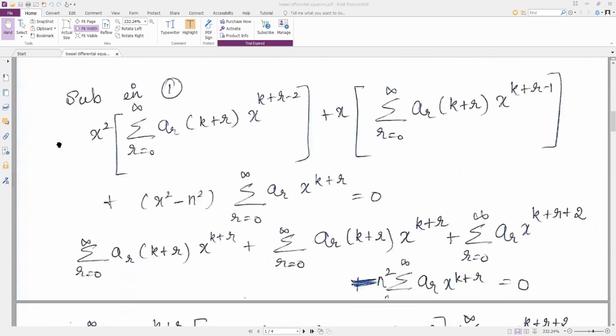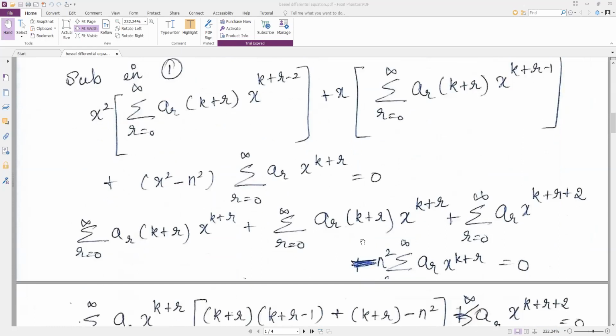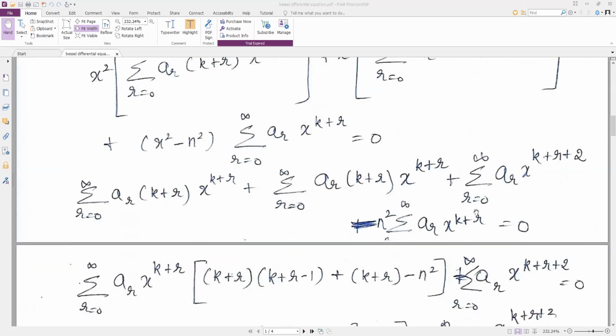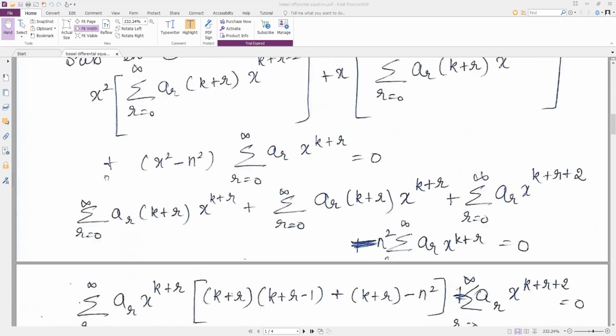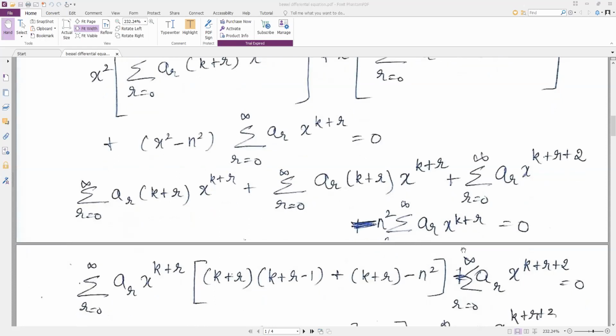Now the next thing is we need to multiply this x square inside. When you multiply inside, this total power becomes what? x to the power k plus r. When you multiply x inside, the x power minus 1 plus 1 cancels. So you will get x to the power k plus r, plus summation r equal to 0 to infinity a_r x to the power k plus r plus 2, then minus n square into summation r equal to 0 to infinity a_r x to the power k plus r.